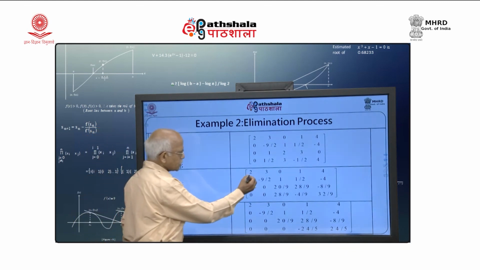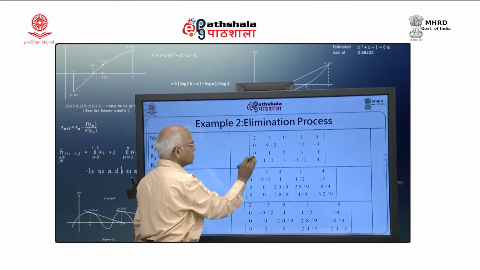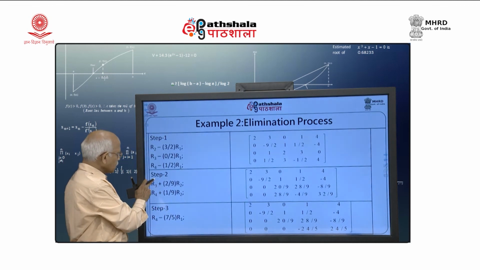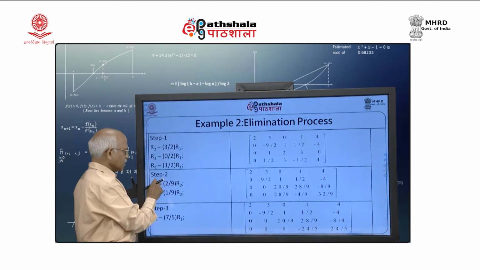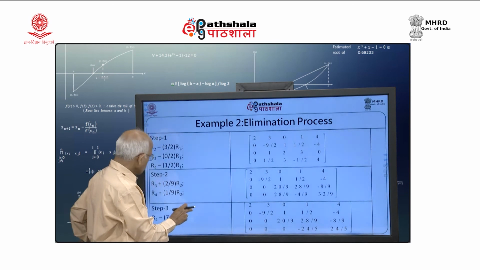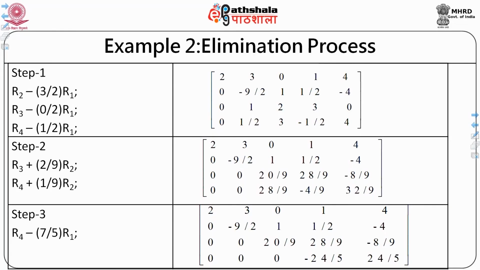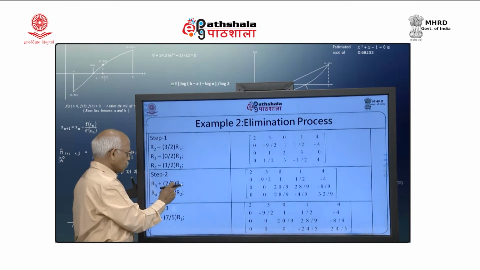Now, in step 2 I am concentrating only on these elements and not on these elements, because whatever I do here, 0 will remain 0. What I am now trying to do is consider R3, because this is minus 9 by 2, so I am adding here. So, I am considering here minus 9 by 2. So, I am adding plus 2 by 9 into R2. So, I am taking 2 by 9 into R2, and then I will be getting, because this element is 1, so 1 divided by this and subtract.